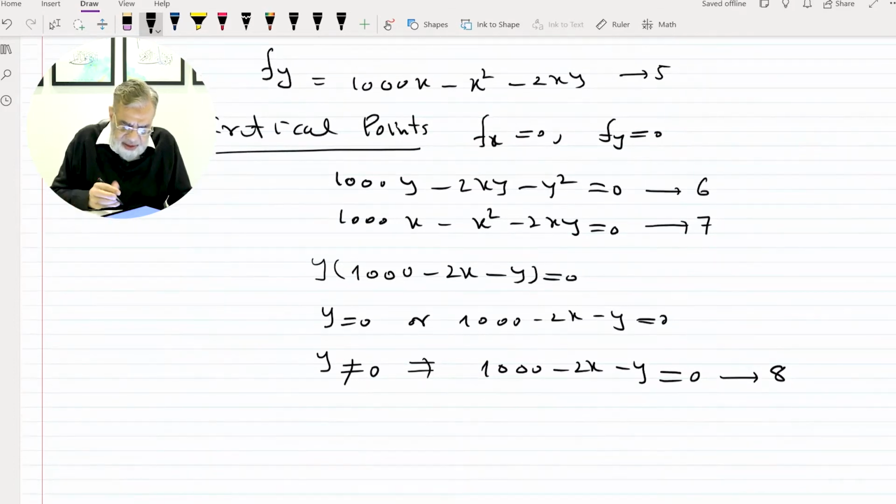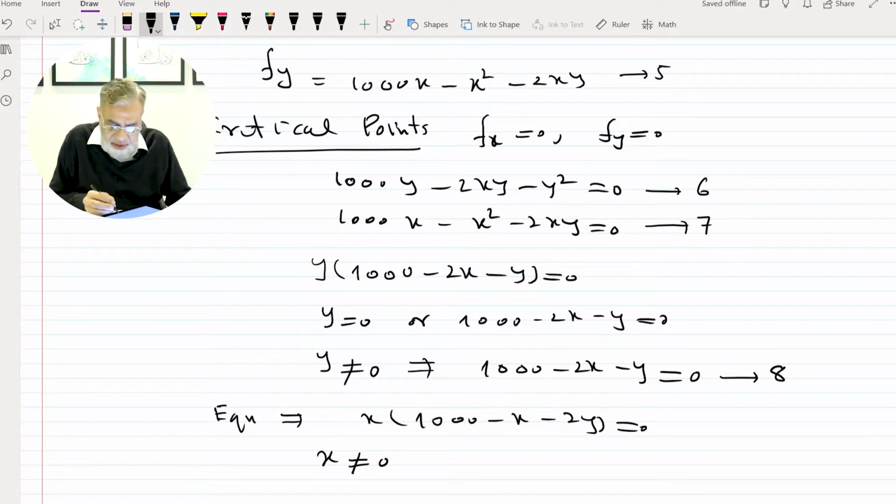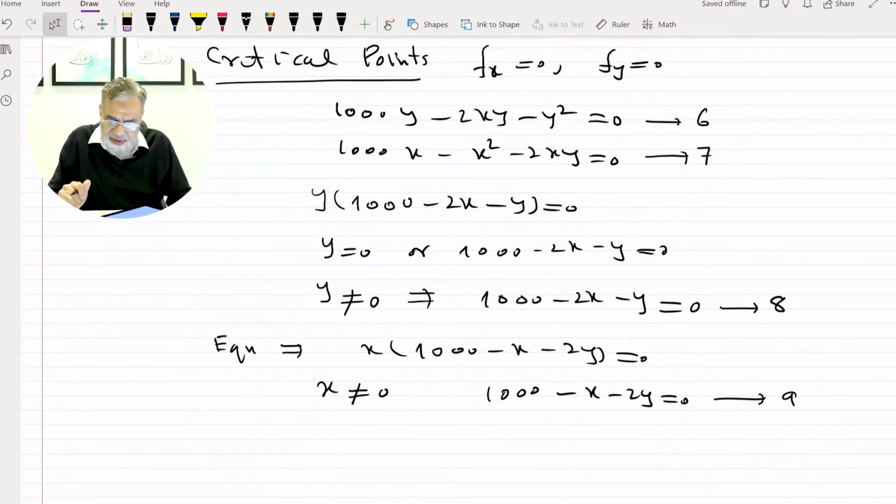Now I can take the second equation, number 7. From equation 7 we take x common. We get here 1000 minus x minus 2y equal to 0, again with the same argument: x is not equal to 0. When x is equal to 0, the product is equal to 0, because we want to find the maximum value of the product for the values of x, y, and z. So x is not equal to 0. That gives me 1000 minus x minus 2y is equal to 0, which is number 9. Now I want to solve these two equations to get the values of x and y.